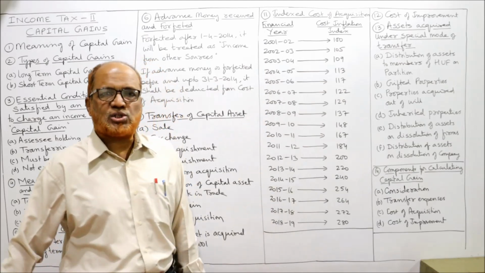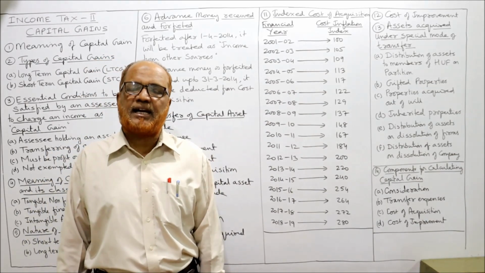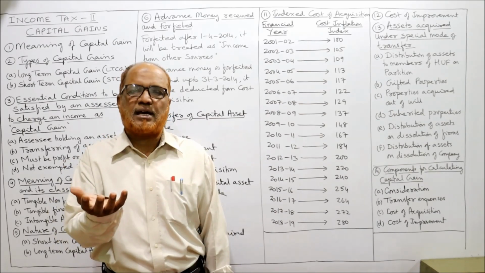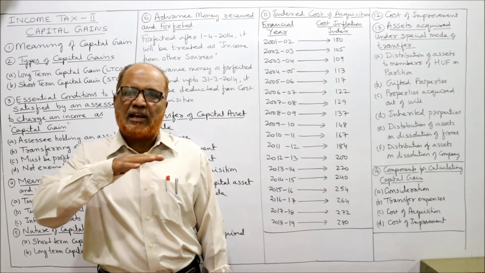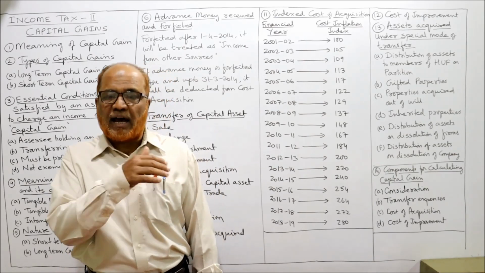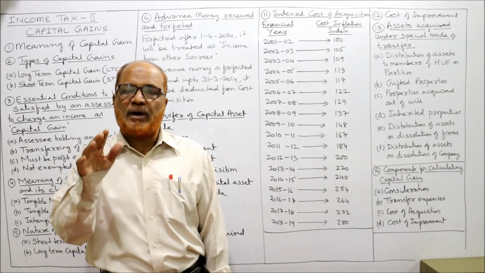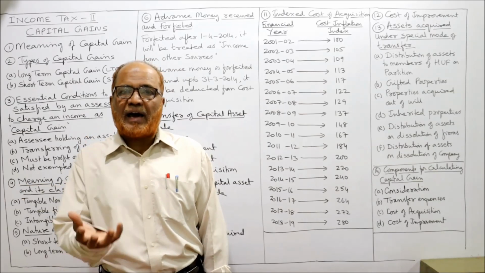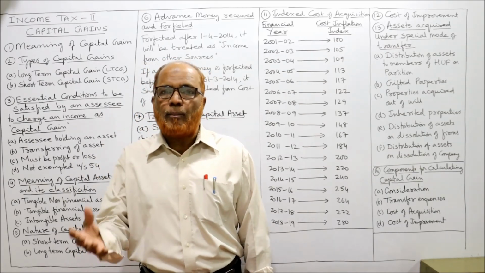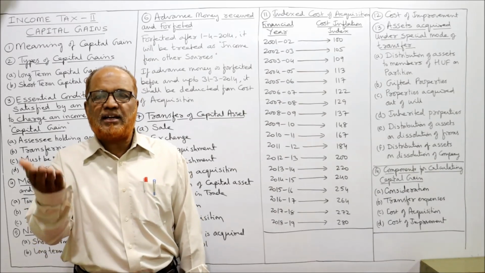Now the next one is indexed cost of acquisition. Indexed cost of acquisition means increased or inflated cost of acquisition. Normally, on account of inflation, the value of money will not remain the same. If we treat the value of money as the same, it will be a big burden on the assessee to pay more tax, because at the time of purchasing the asset, the value of money was more. At the time of sale of the asset, the value of money has come down on account of inflation. The value of money is different at two different points of time, at the time of purchase and at the time of sale. To combat that, the Income Tax Act has given one provision called indexing the cost of acquisition, inflating the cost of acquisition.